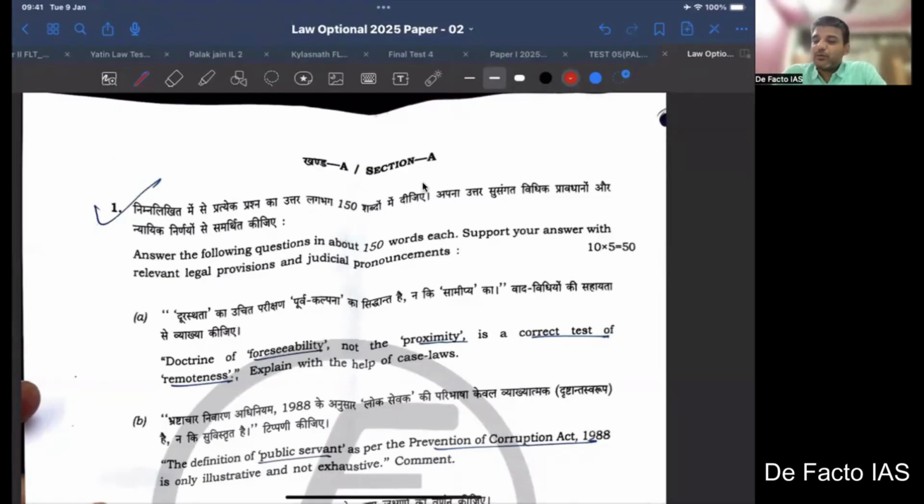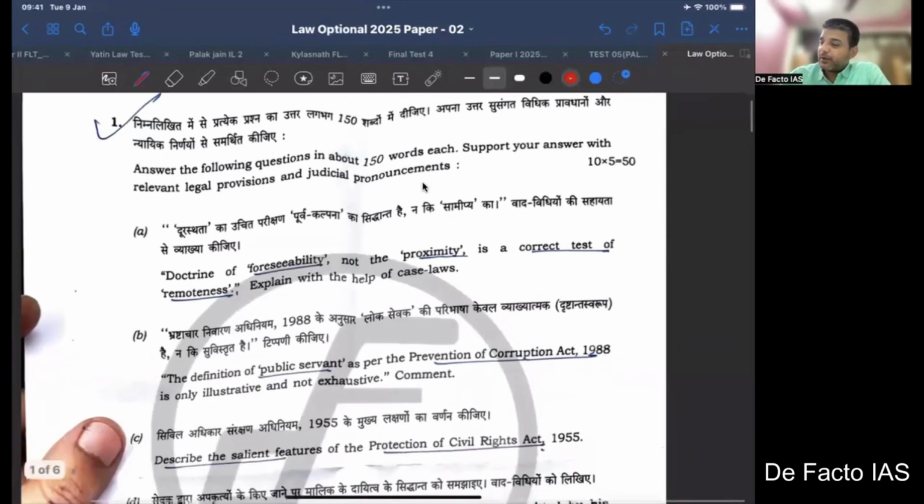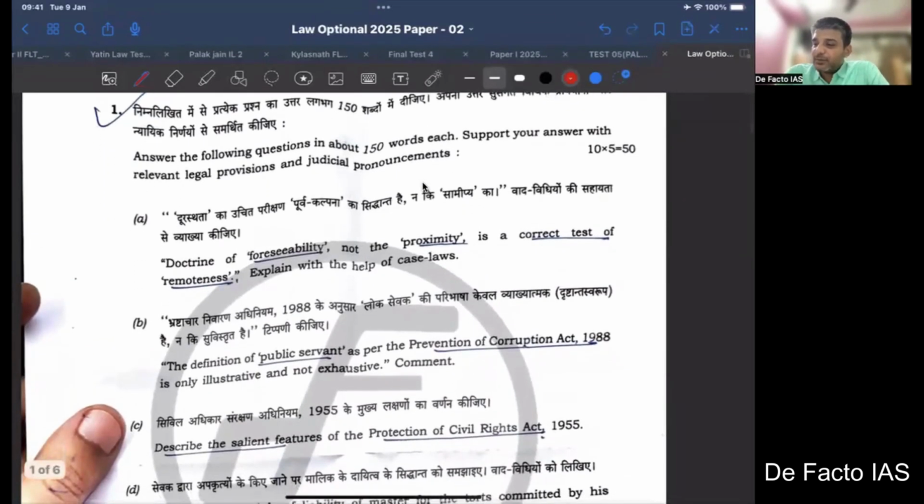question, question number 1A, was: doctrine of foreseeability and proximity is a correct test for remoteness. Explain with the help of case law. Now remember, it is the very famous Wagon Mound case, right? Whereby foreseeability was considered to be a better test.